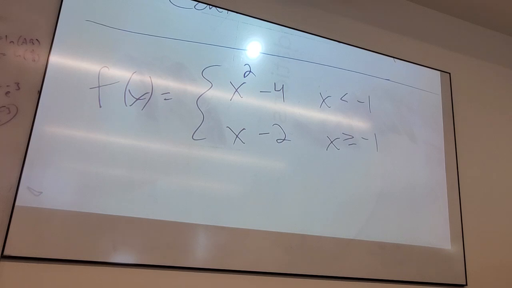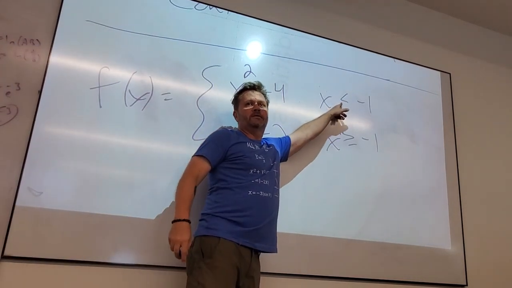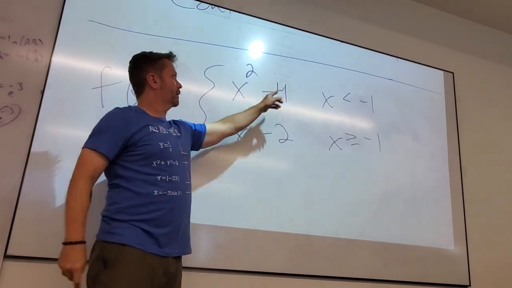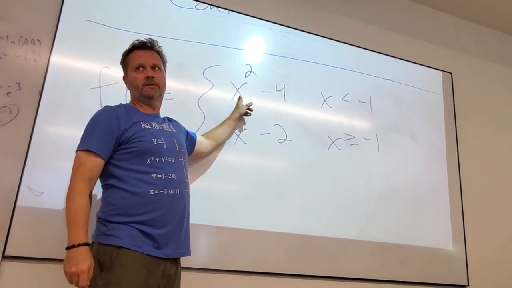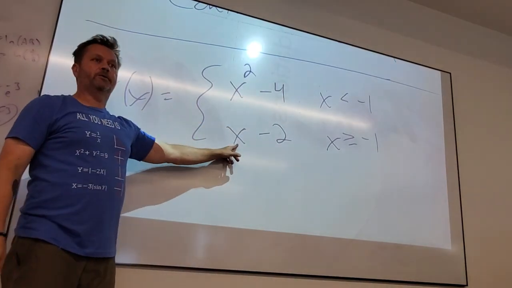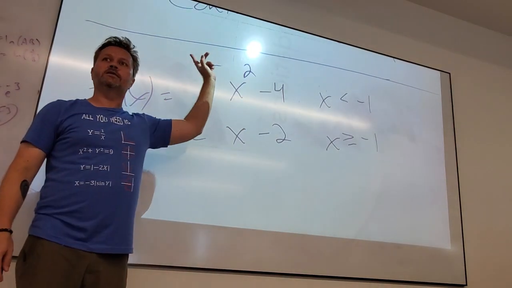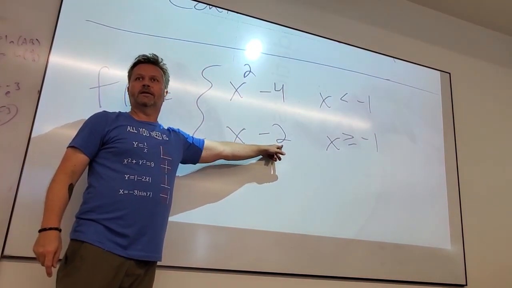The handoff is happening at negative one. Are the functions at the right place? When you plug a negative one into the first piece, are you allowed to? No, but we do, so I know where the open circle goes, right? So when I plug a negative 1 in, what do I get? Negative 1 squared minus 4 is negative 3. When I plug a negative 1 here, what do I get? Negative 1 minus 2 is negative 3. So is this function continuous? If I made this a 3, is it continuous?